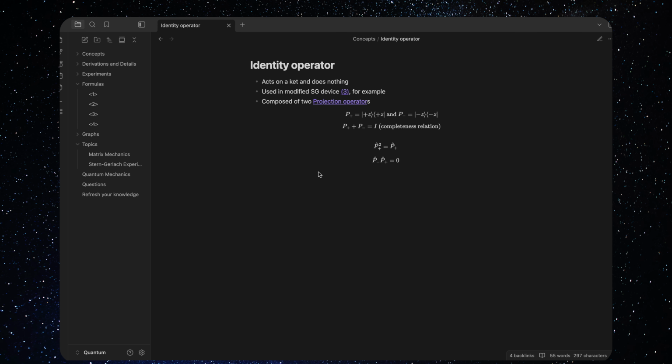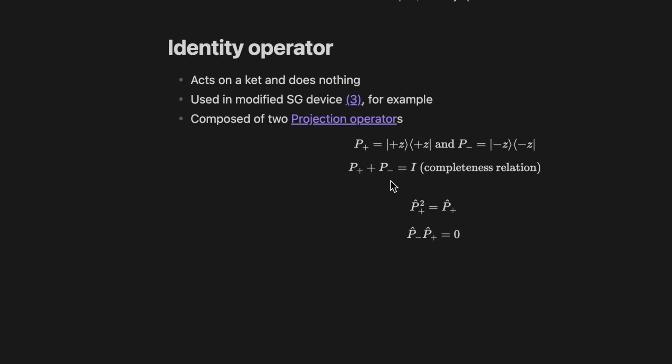Now on to identity operators. Basically, the whole point is that they act on a ket and do nothing. They are composed of two projection operators, and the property is that the sum of the projection operators is equal to the identity. For the z basis, it would look like this, and this is called the completeness relation, the idea that the projection operators spanning a basis add up to the identity. Each projector has eigenvalues 0 or 1. If a state lies along that direction, it will get an eigenvalue of 1, and if it's orthogonal, it gets an eigenvalue of 0. So what's the whole point of identity operators?